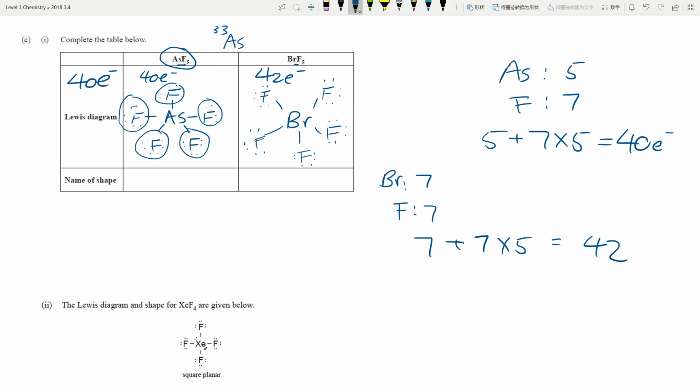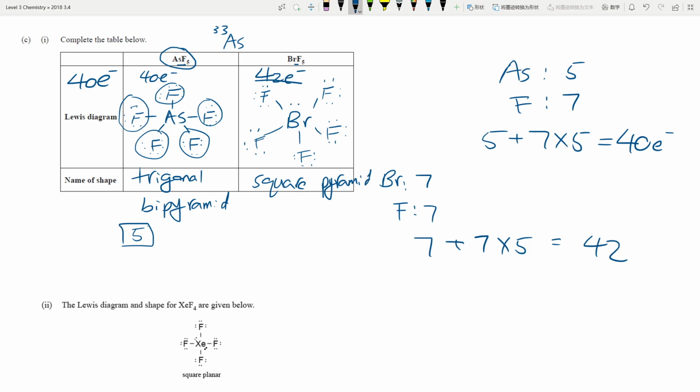So if you count that, all of those will be 8 electrons. I need 42, but I only have 40. And this is why the bromine has a lone pair of electrons above it. This is why AsF5 is trigonal bipyramidal. Why? Because you have 5 regions of electron density, and they're all bonding. And for BrF5, this is actually going to be square pyramidal.